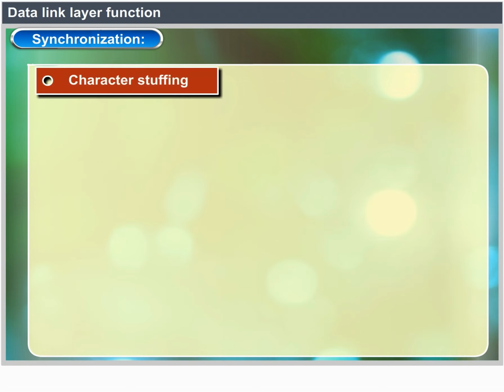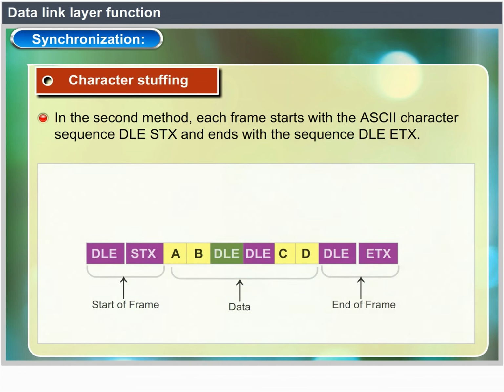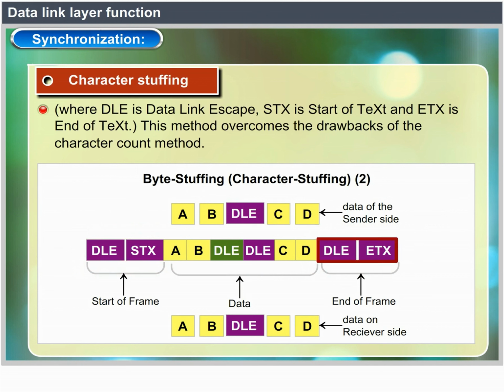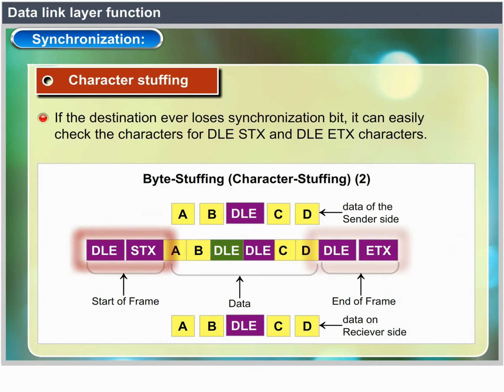Character stuffing. In the second method, each frame starts with the ASCII character sequence DLE STX and ends with the sequence DLE ETX, where DLE is data link escape, STX is start of text, and ETX is end of text. This method overcomes the drawbacks of the character count method. If the destination ever loses synchronization, it only has to look for DLE STX and DLE ETX characters.